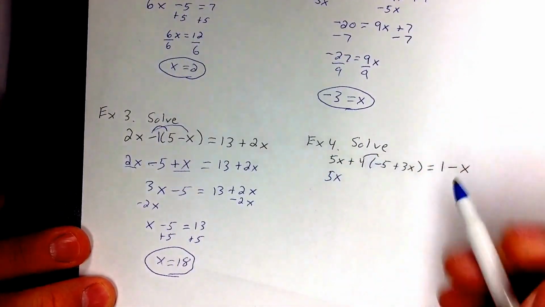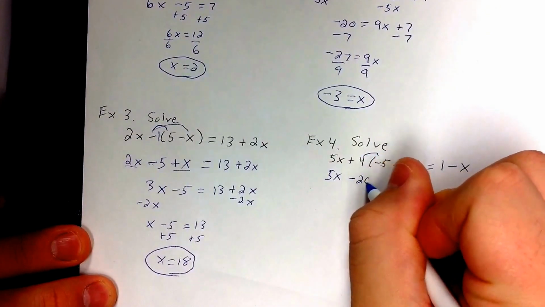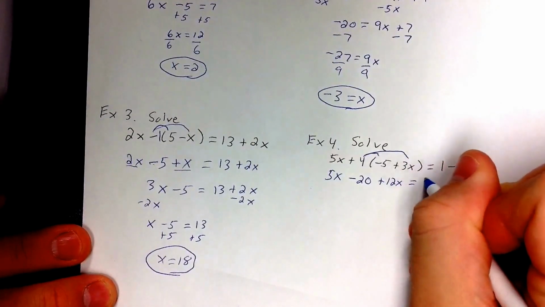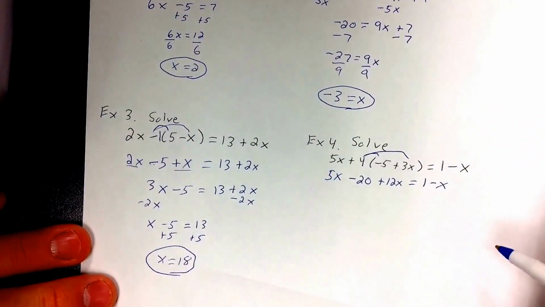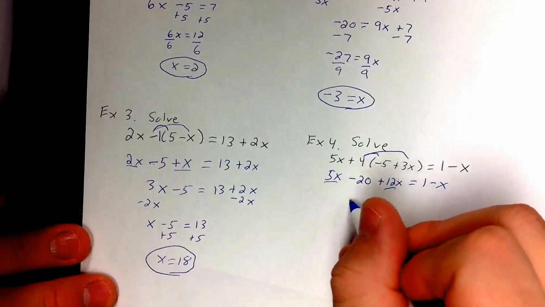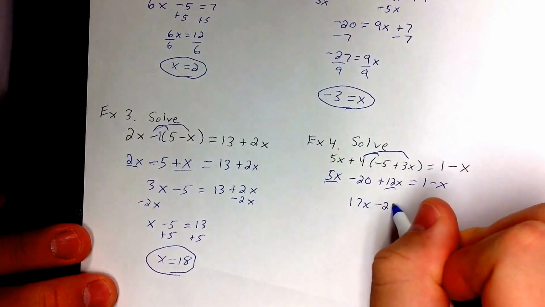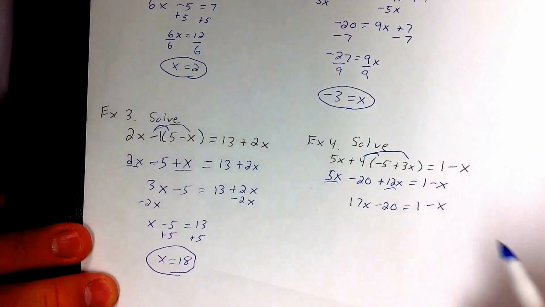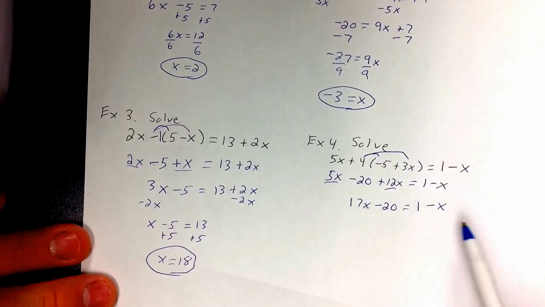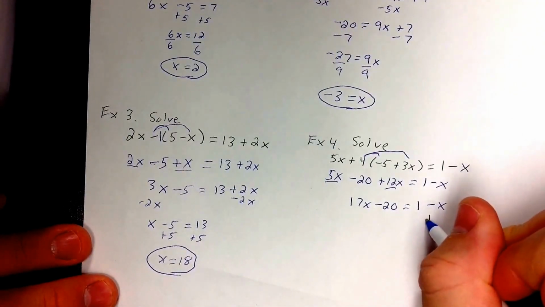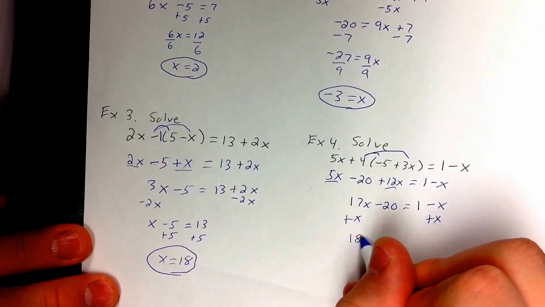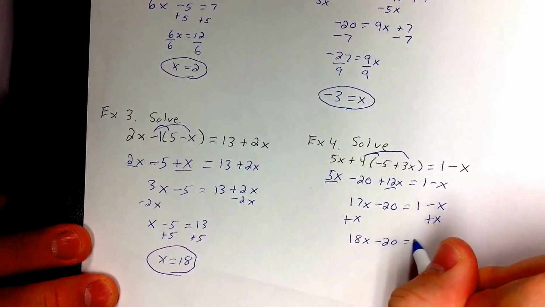4. So 4 times negative 5 is negative 20. 4 times 3x is positive 12x equals 1 minus x. Now if I combine my like terms on the left-hand side, 5x and 12x is 17x minus 20 equals 1 minus x. Now, get the variables on one side. So I got a positive 17x and a negative 1x. Well, negative 1 is smaller, so I'm going to add 1x to both sides, which gives me 18x minus 20 equals 1.